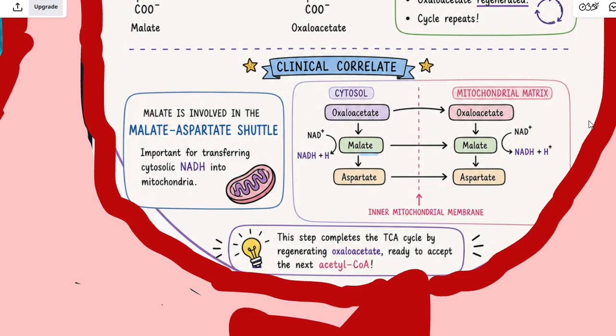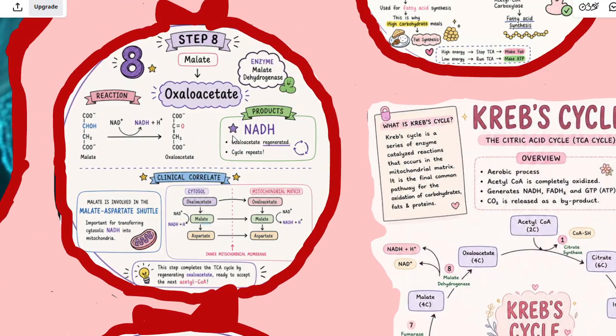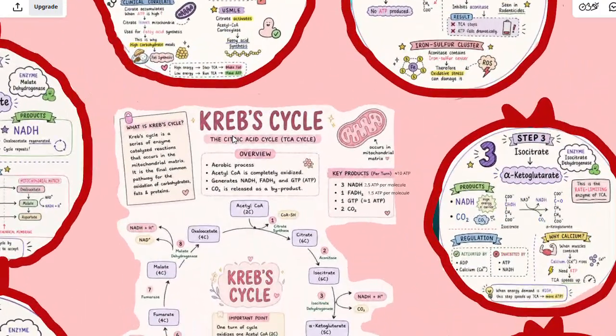So can you look at the cytosol here? This is the cytosol of the cell, and this is the mitochondrial matrix. What the malate basically does is it grabs onto this NADH, right, and it throws it into the mitochondrial matrix using the malate aspartate shuttle. And this allows the electrons to efficiently enter the electron transport chain inside the mitochondrial matrix. This step completes the TCA cycle by regenerating the oxaloacetate, which is ready to accept the next acetyl CoA. Right, so that's something about the Krebs cycle.